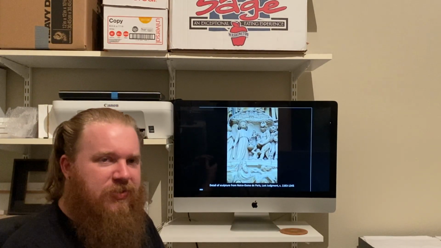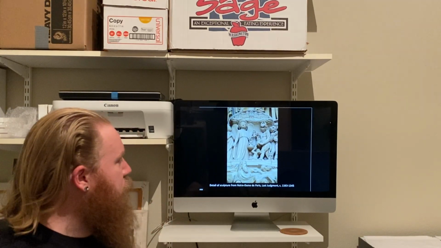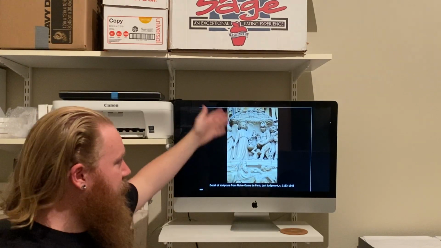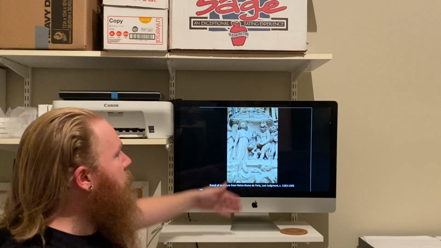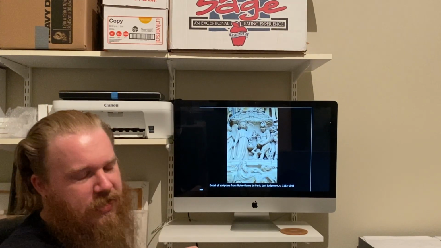that very, very richly decorate the exterior of these structures. Here we can see this is from Notre Dame de Paris. So this is the more famous Notre Dame Cathedral. But we have a Last Judgment scene above the portal into the cathedral.